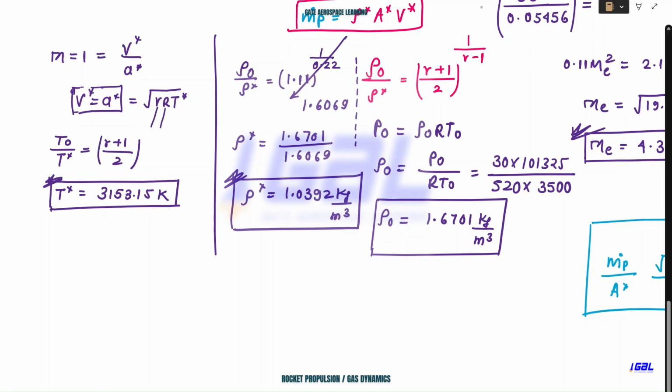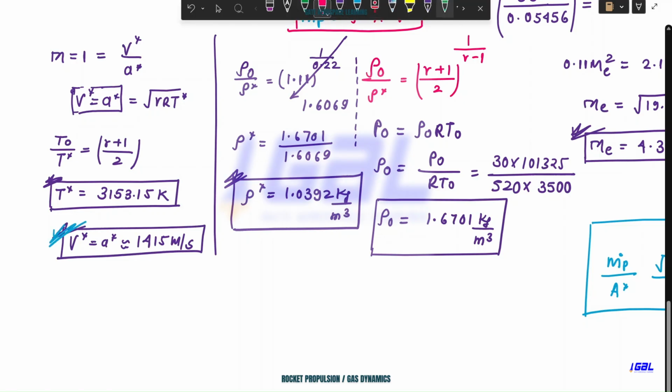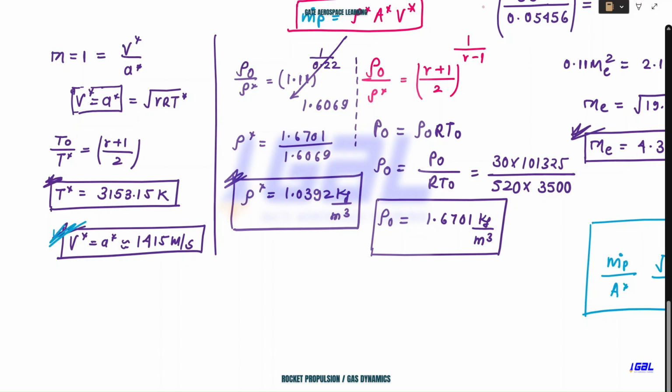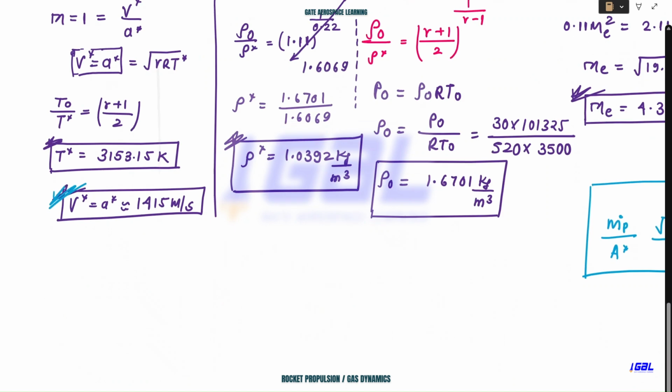Substitute here R, you know, gamma, you know, everything you know. V star, or you write a star, one and the same thing, and you will be getting this as approximately 1.1415 meter per second. Okay, this is the value you should be getting. Please verify this value as well. Okay, all right, then what now? Everything is known to you. Rho star is known to you, V star is known to you, A star is known to you. You can simply do the calculation for m dot, right?